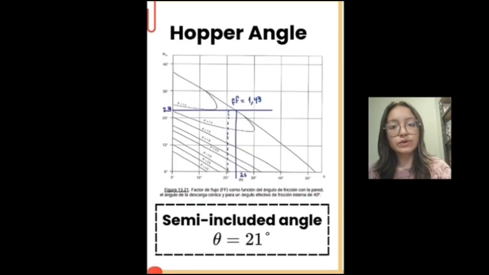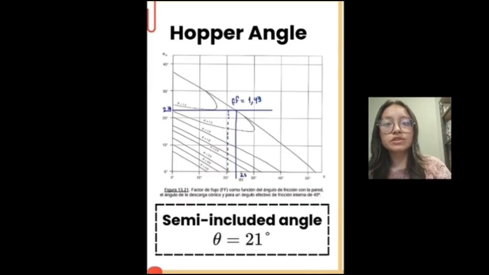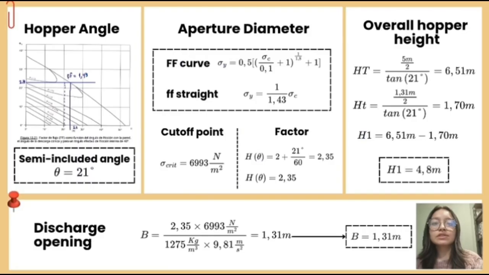angle of 33 degrees, obtaining that the semi-included angle is 21 degrees and 1.43 is the hopper flow factor. For the hopper opening, we use a theoretical flow equation specific for cement and establish its straight line. In this way, when graphing in Excel, we obtain that the critical point is 60,993 newtons per square meter. Similarly, knowing the semi-included angle, we calculate the H factor, which is dimensionless. Finally, we replace the values in the equation, obtaining a value of 1.31 meters.